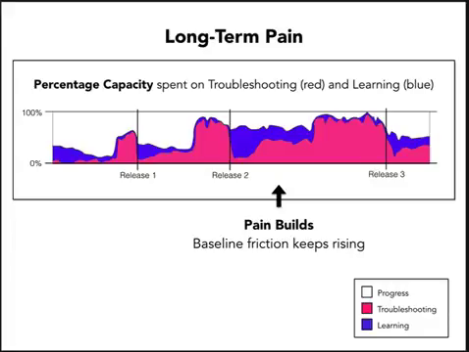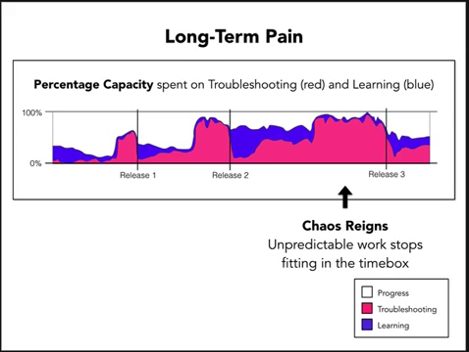And then over time, the pain builds, and you can see this baseline friction level steadily rising. Then eventually chaos reigns, and the work stops fitting within the time box. So in this last release, I'm charting capacity hours over time. You can actually see the developers had to work twice as many hours to get the release out the door, even though from a calendar time perspective, all these releases are the same size. So it's pretty awesome that we can see pain at this level, but we've still got another problem.